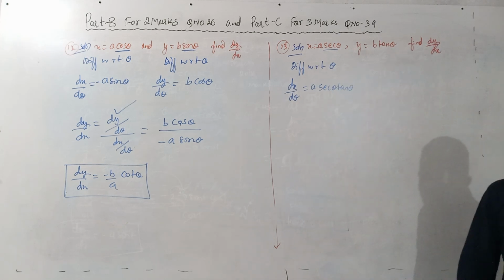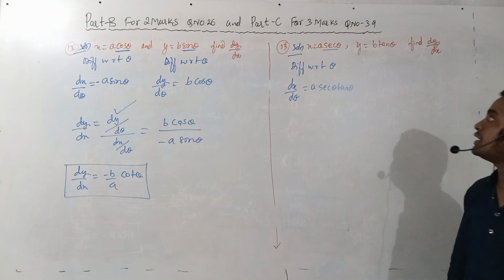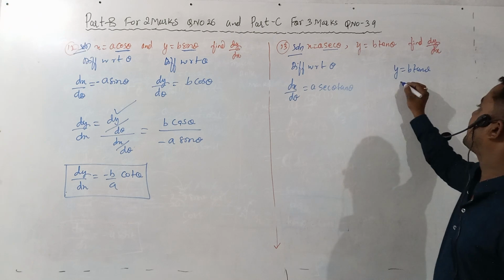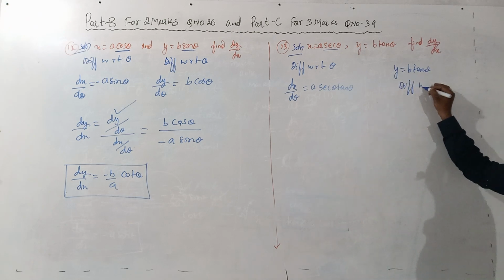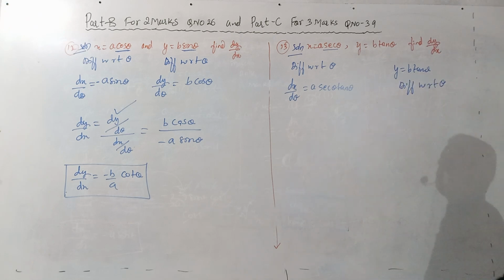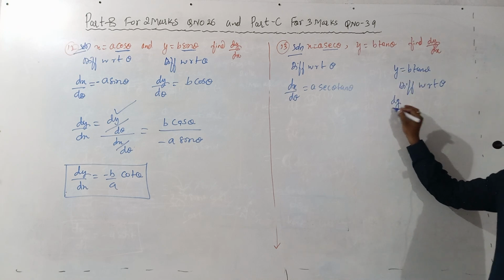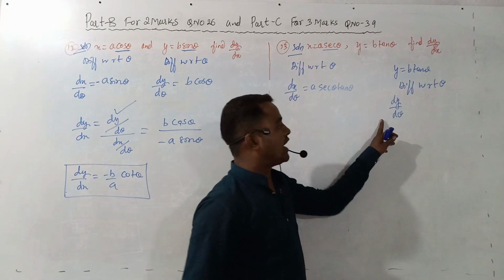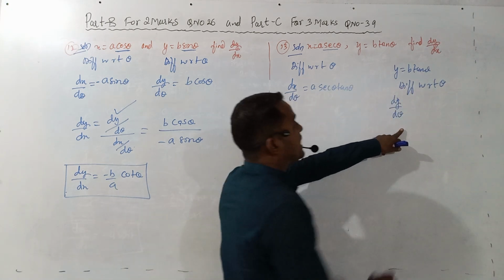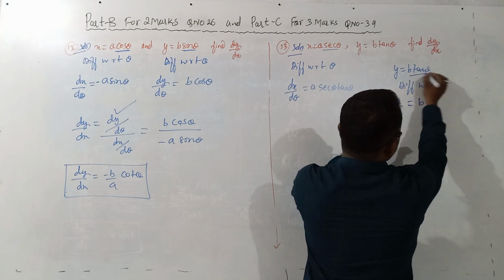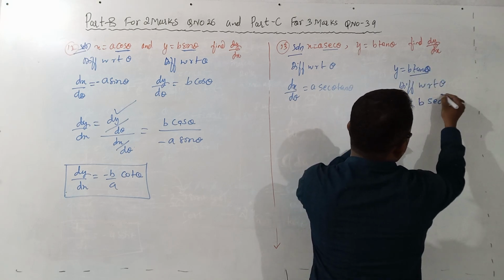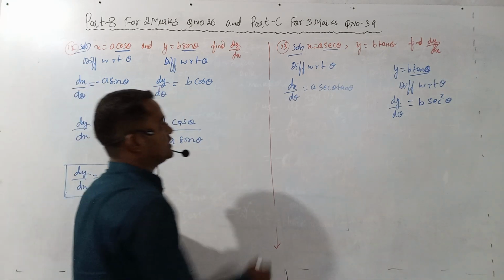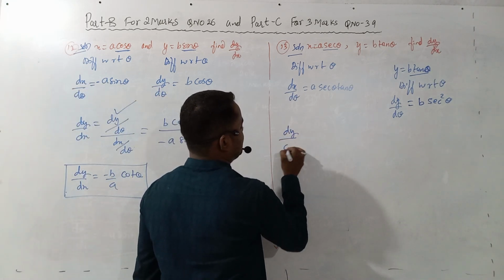It is a standard function. Derivative of sec theta is sec theta into tan theta. Now take y is equal to b tan theta and differentiate this one with respect to theta. dy by d theta is equal to b as it is times the derivative of tan theta, which is sec square theta. Derivative of theta with respect to theta is 1.